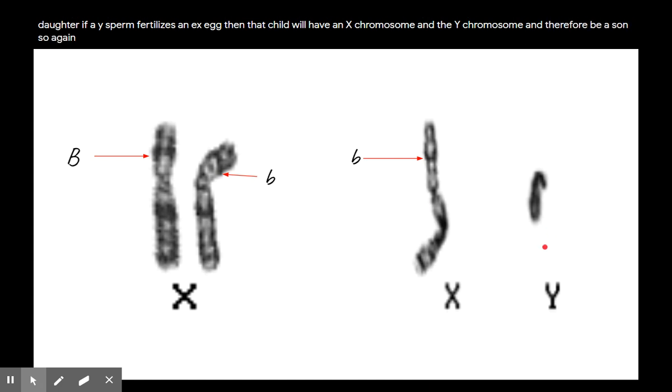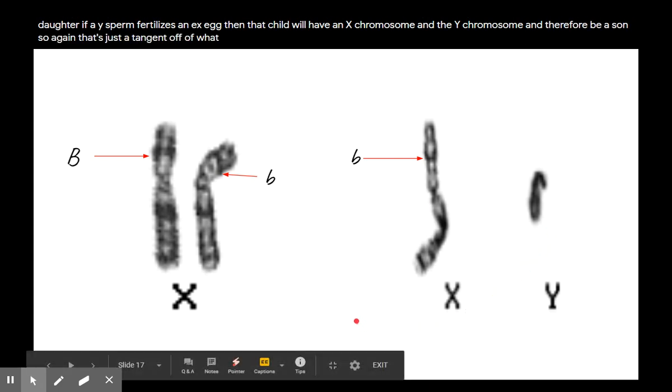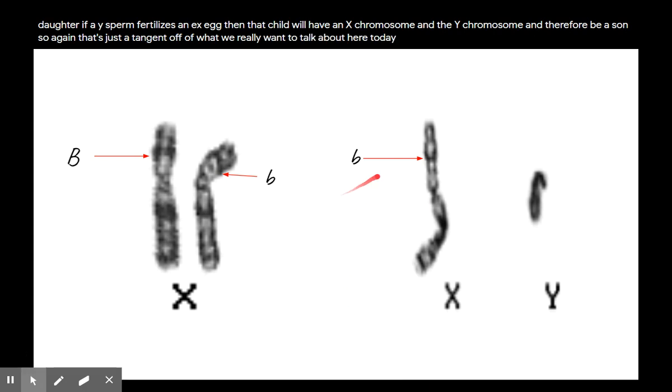So again, that's just a tangent off of what we really want to talk about here today. As I said, we'll come back to these labels that I have here.